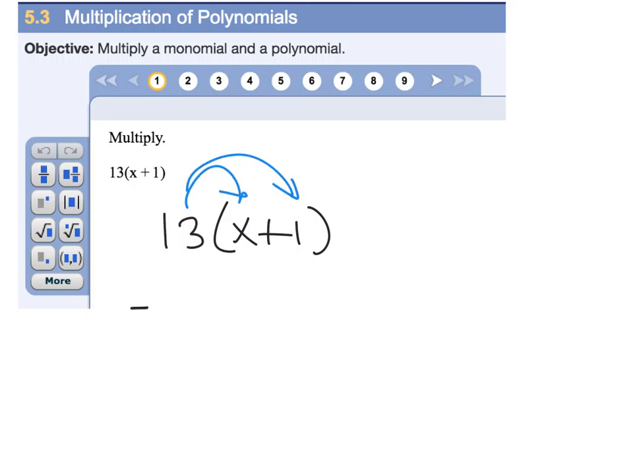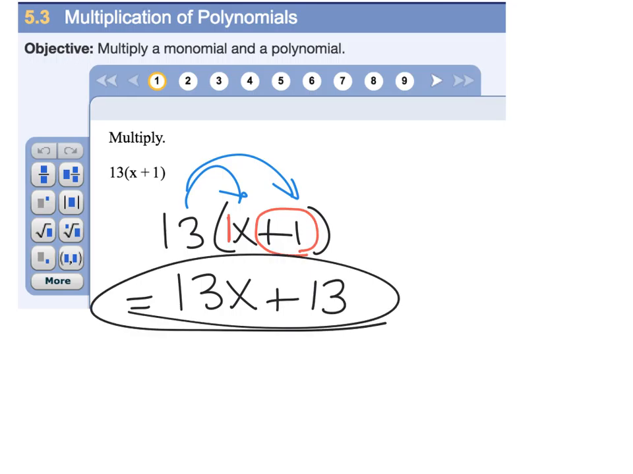So 13 times 1, because there's a 1 right there. When you don't see a number, it's a 1. So 13 times 1 is 13. So that's going to be 13x. And then this is going to be 13 times positive 1, which is positive 13. And there you go. I'm going to focus on this in later problems. So if you don't quite understand that yet, don't worry, you will.